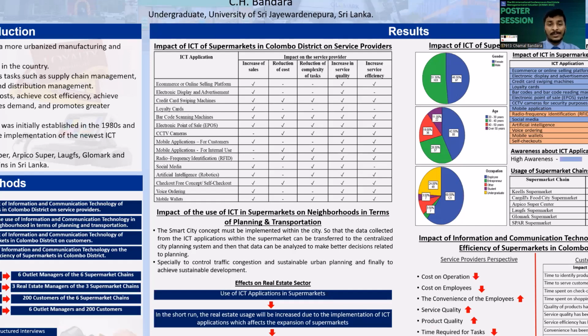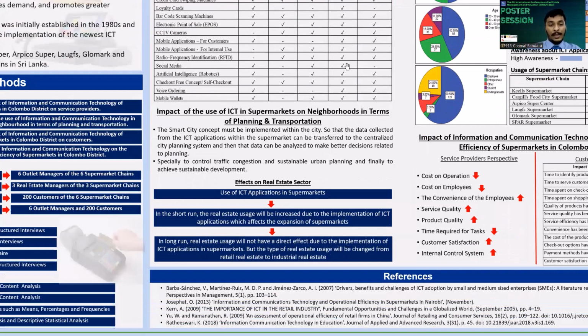They have also further explained that from some of these ICT applications, the cost and the complexity of the task has been reduced. And when it comes to the ICT application perspective, the barcode scanning machine, the credit card swiping machine, and also the checkout free concept has achieved all of the above mentioned impact attributes. In the next section, I have explained the impact of ICT on neighborhood in terms of planning and transportation.